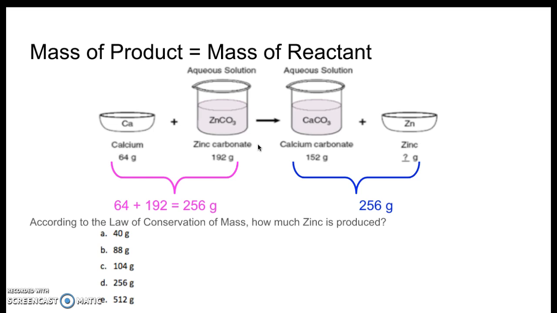And so what we're going to figure out, well, we know that the calcium carbonate is 152. Well, what must be the mass of zinc? You could do some mental math or subtract both sides by 152 to isolate your unknown. And in either case, you find that the mass of zinc has to be 104 grams. And so that would be the answer there.